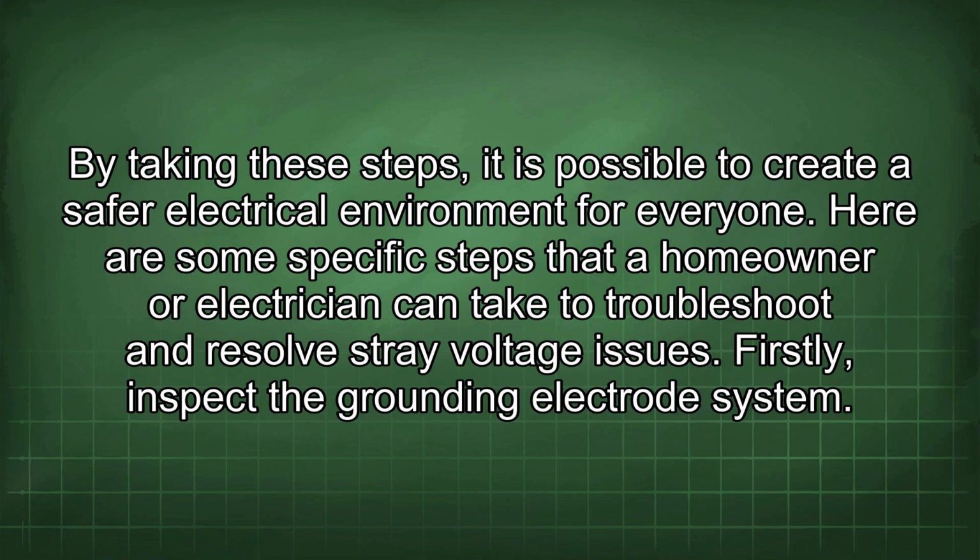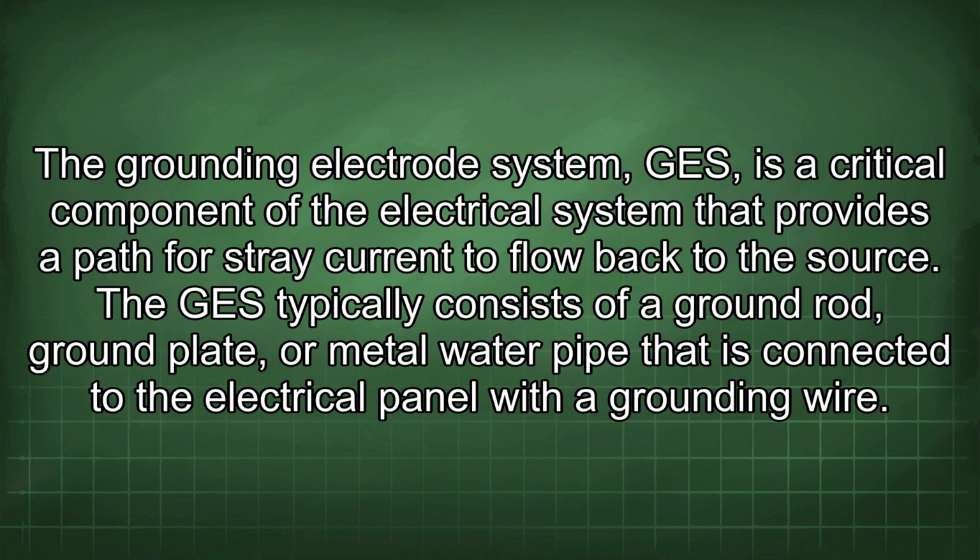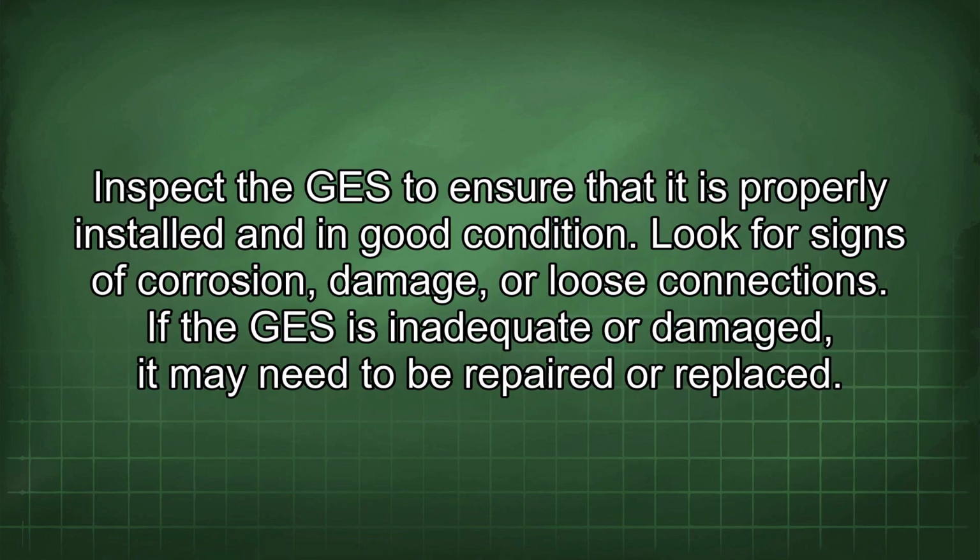Firstly, inspect the grounding electrode system. The grounding electrode system, GES, is a critical component of the electrical system that provides a path for stray current to flow back to the source. The GES typically consists of a ground rod, ground plate, or metal water pipe that is connected to the electrical panel with a grounding wire. Inspect the GES to ensure that it is properly installed and in good condition. Look for signs of corrosion, damage, or loose connections. If the GES is inadequate or damaged, it may need to be repaired or replaced.